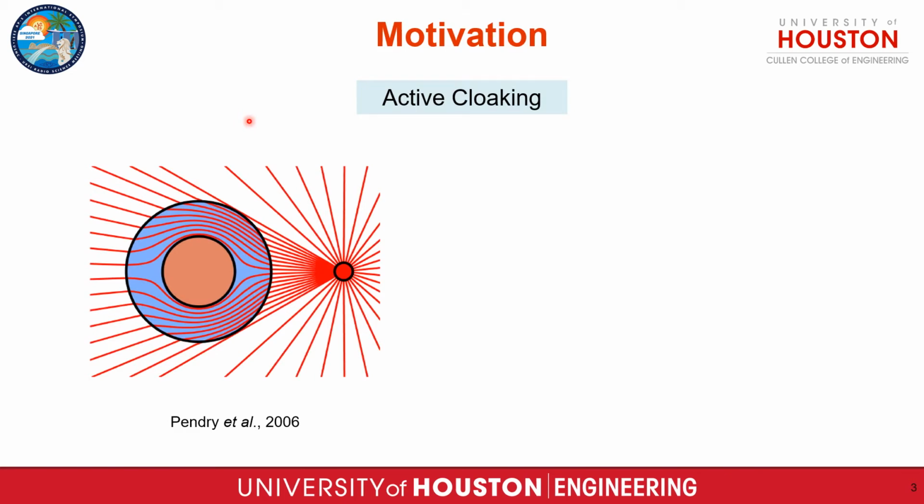The EM control is used in many applications. For example, the active cloaking. Cloaking means making something invisible. In this figure, the red object together with the blue one does not change the background radiation. So the presence of the object does not make any difference. So we can say this object is invisible in terms of the source.